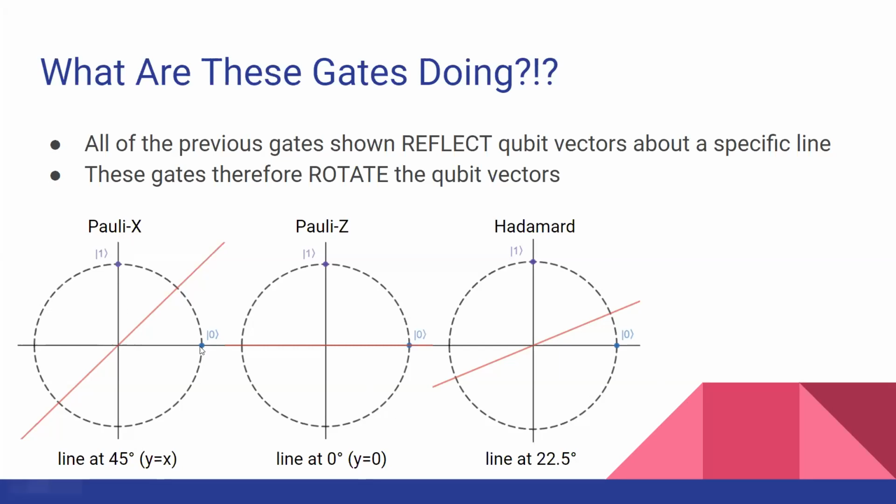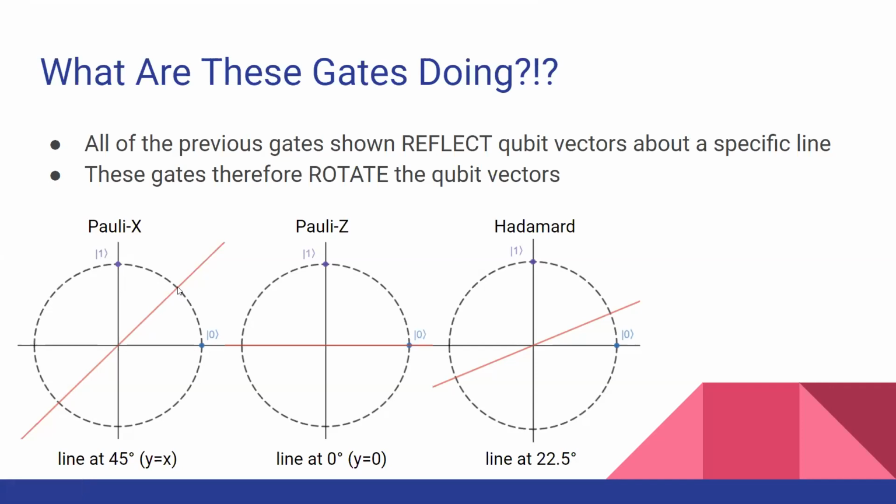To think about what it does, it takes the 0 state and turns it to the 1 state. So remember, it acts like a NOT gate. It takes the 1 state and turns it to the 0 state. So if you think about drawing a vector to the 0 state and you reflect it along the line y equals x, you get the 1 state. So it's a reflection that looks kind of like that.